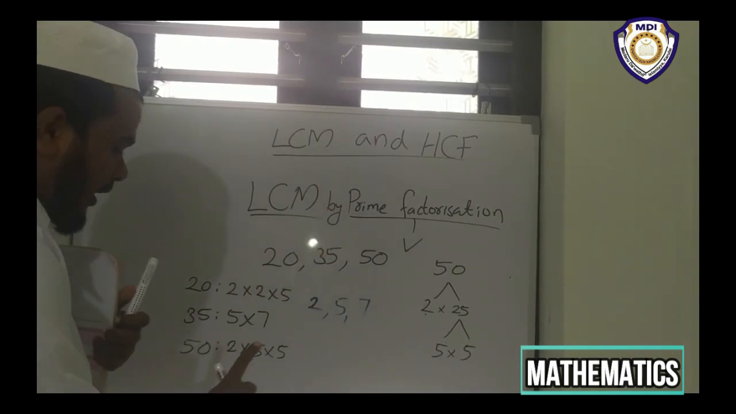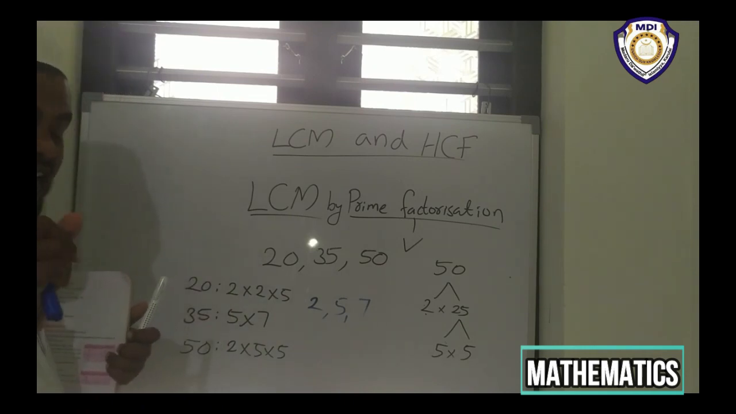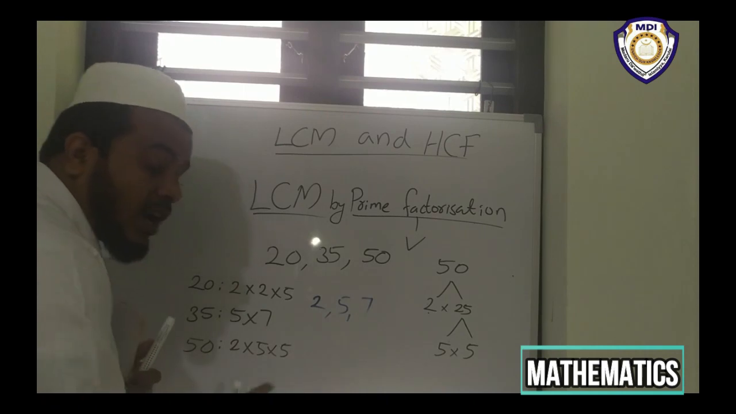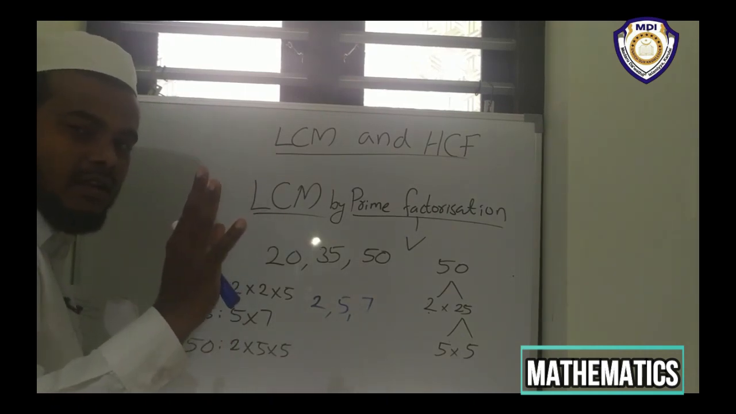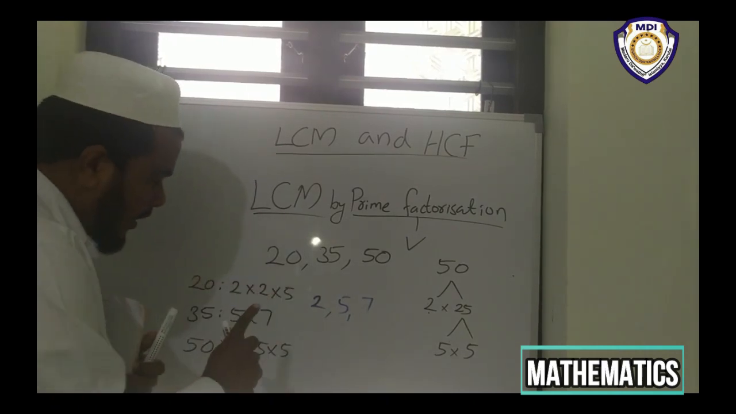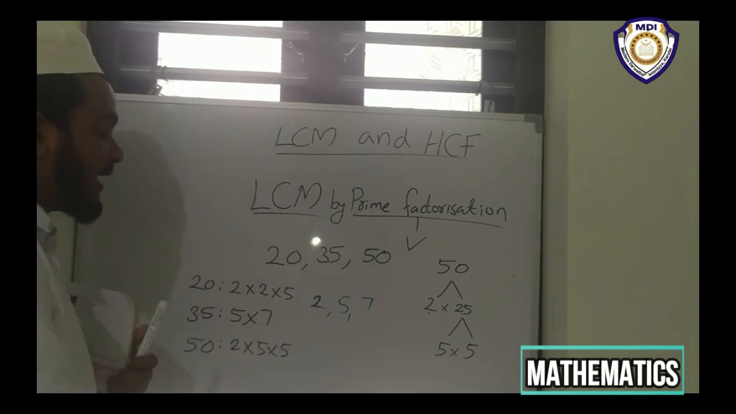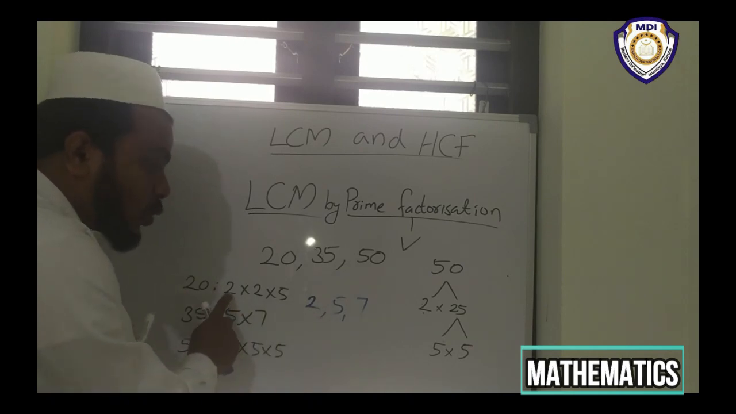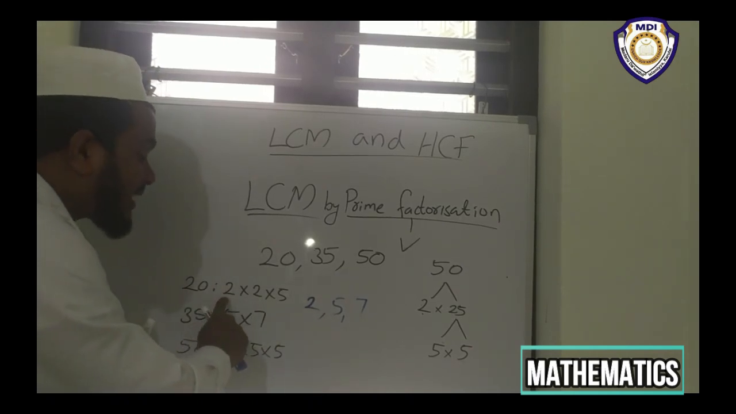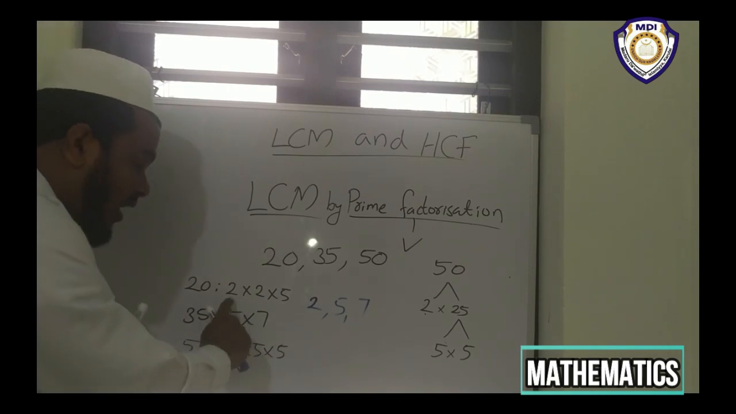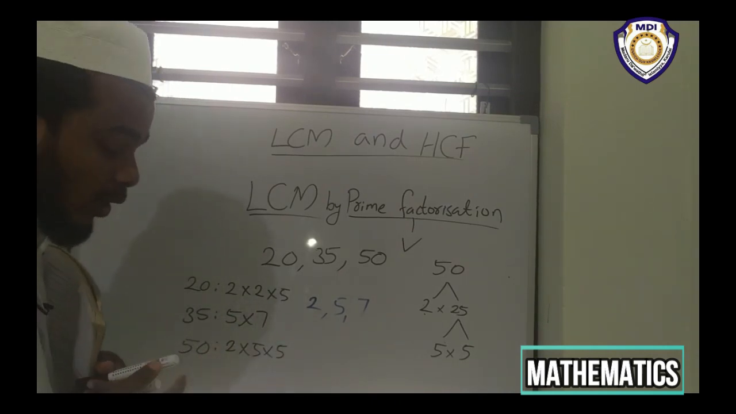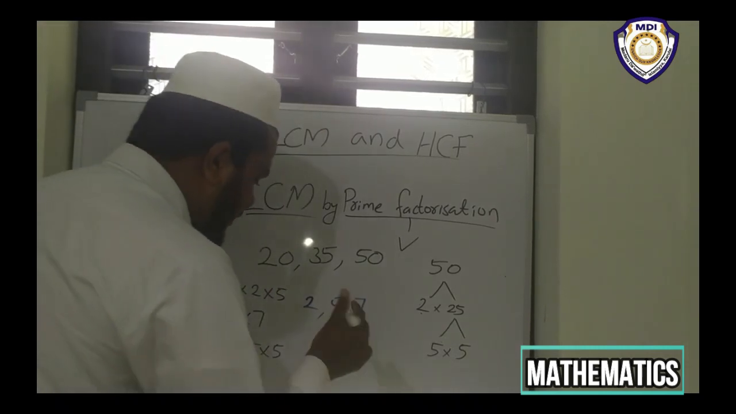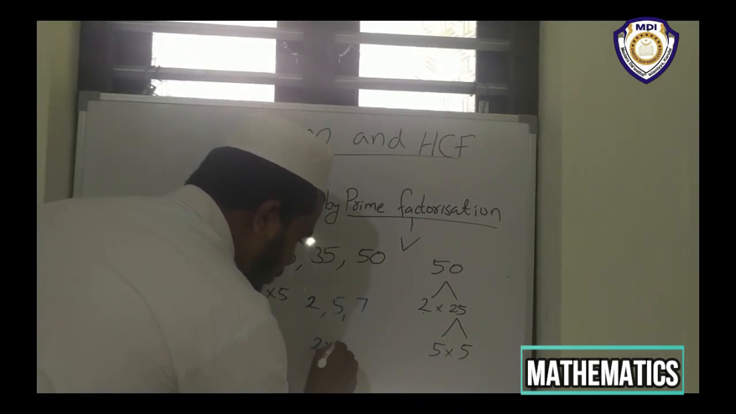Take 2, a prime factor. Here it occurred only one time. Listen carefully, it is something difficult. Where 2 occurred only one time, we cannot select it. But here the prime factor 2 occurred 2 times, so we have to select these double 2, because here 2 occurred 2 times. Let us write 2 into 2.